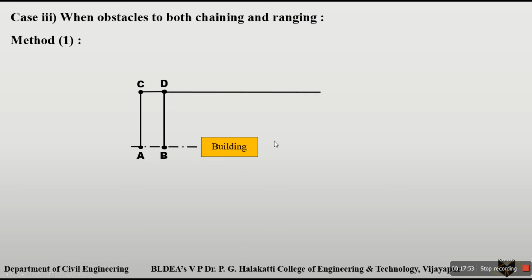Then along this extended CD line, again you have to select 2 points at convenient distances. Maybe EF is equal to CD or maybe not. Depending upon the condition, you have to select the E point and F point along this extended line. Then again at the points E and F, we have to erect perpendicular lines like this.